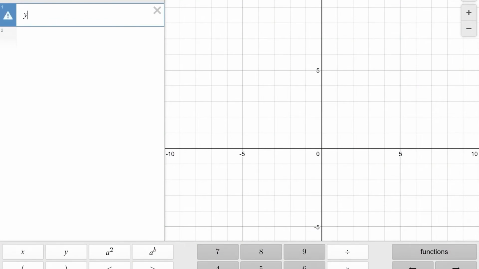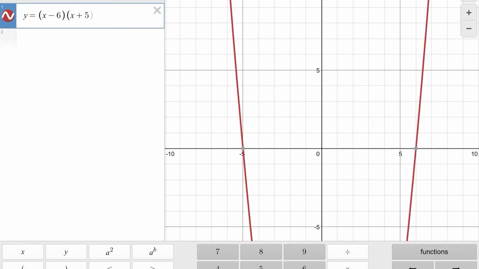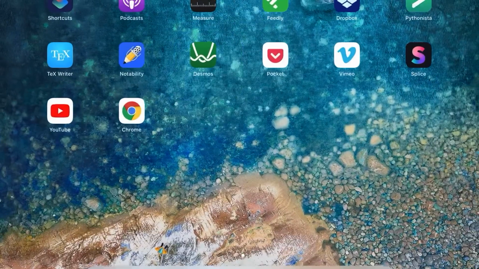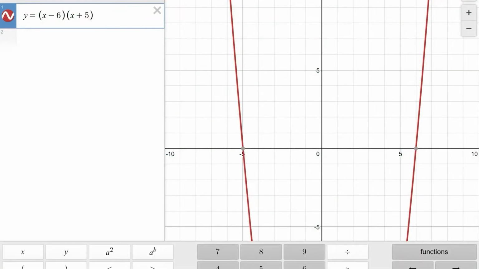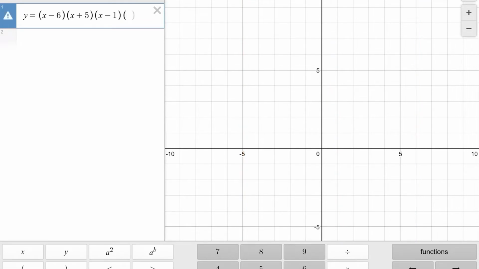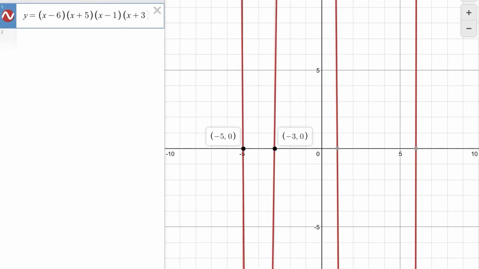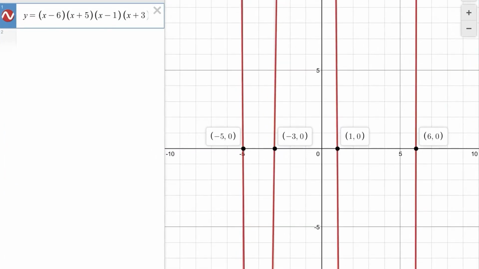There's something nice to see here. Y equals x minus 6 times x plus 5. One of the nice things about doing this on Desmos is you can see those x-intercepts pop up right away as you write the factors. And if we include all of them, minus 1 and plus 3, we should get the last two. So x minus 1 and x plus 3. Let's verify it: -5, -3, +1, +6. Is that what we wanted? It is. So Desmos has proven that it works.